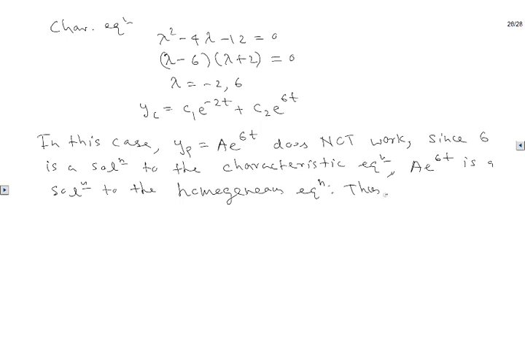So what happens if you try to take the derivatives and plug in? You're going to get yp double prime minus 4yp prime minus 12yp, which is a solution to the homogeneous equation. So this side simply becomes 0, because yp is a solution to the homogeneous equation. When you plug in the yp, this side is 0. So from equation number 4, what we have is this one.